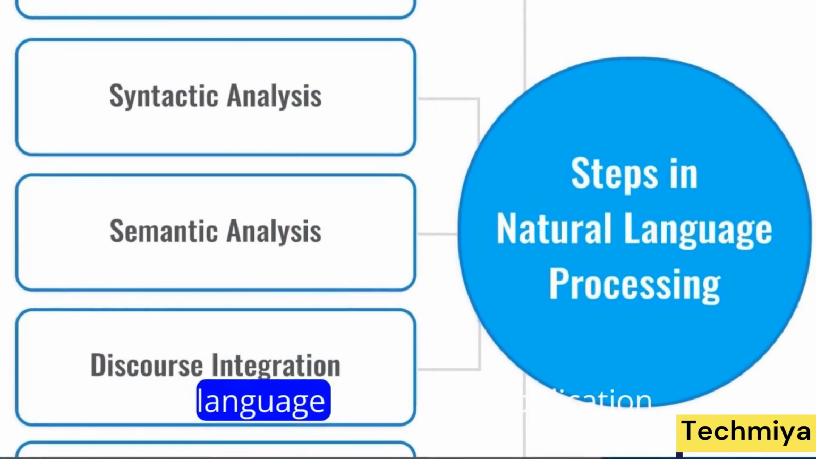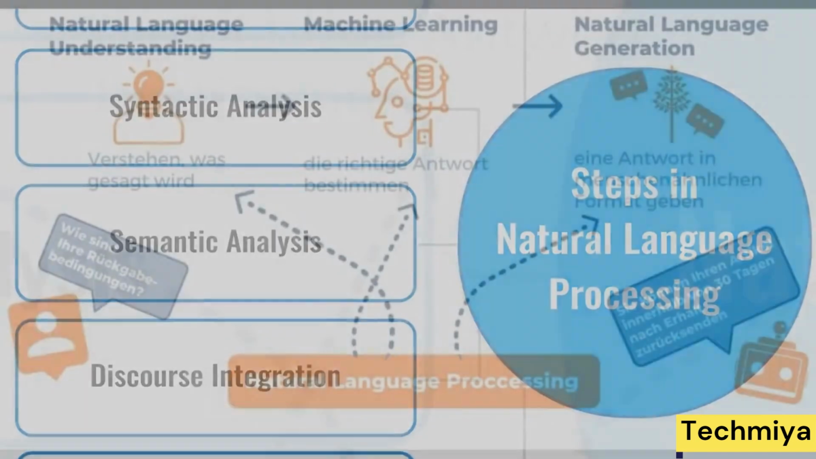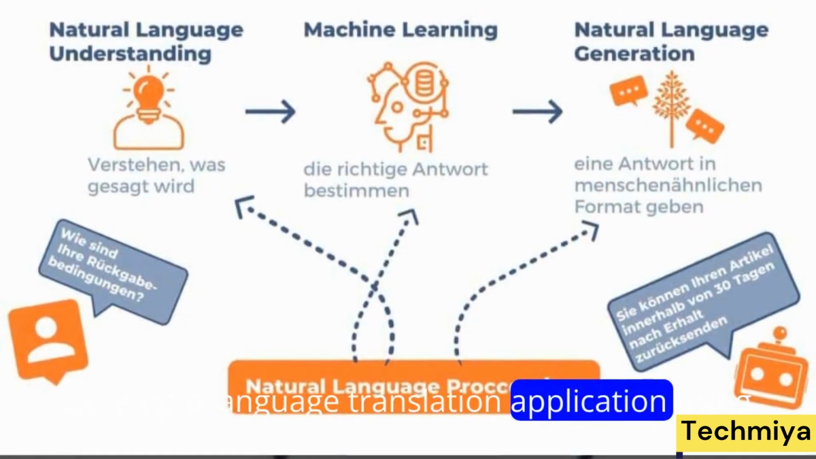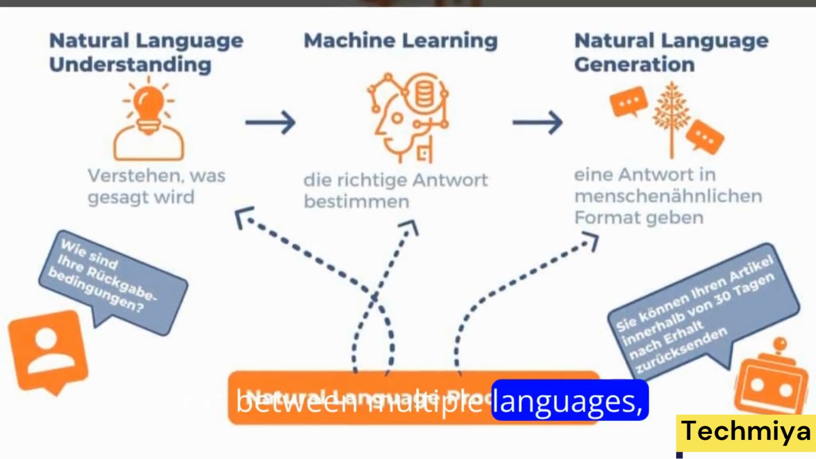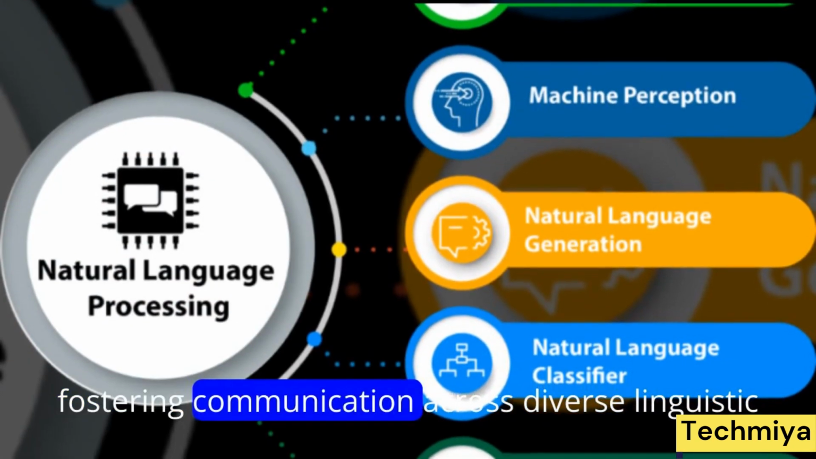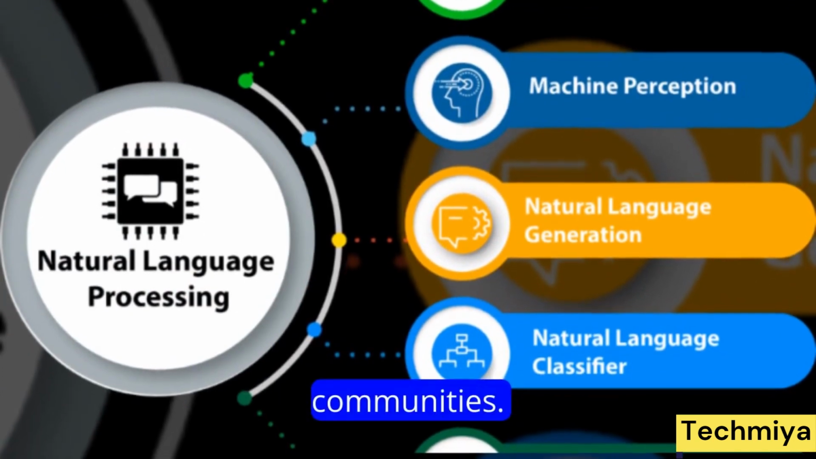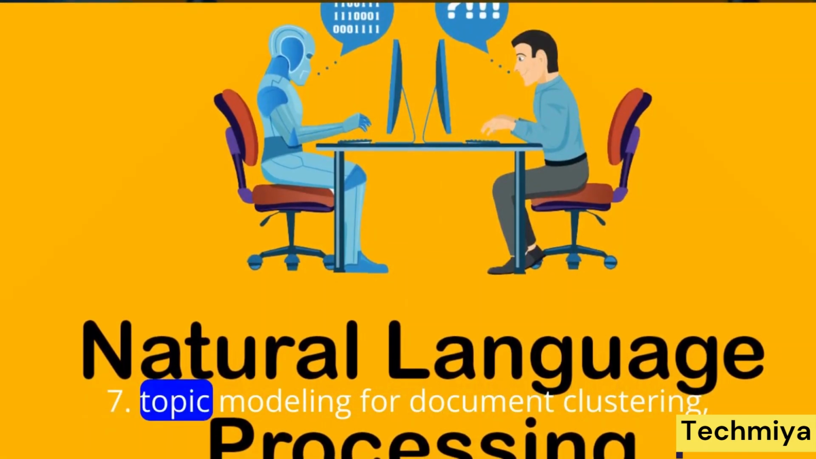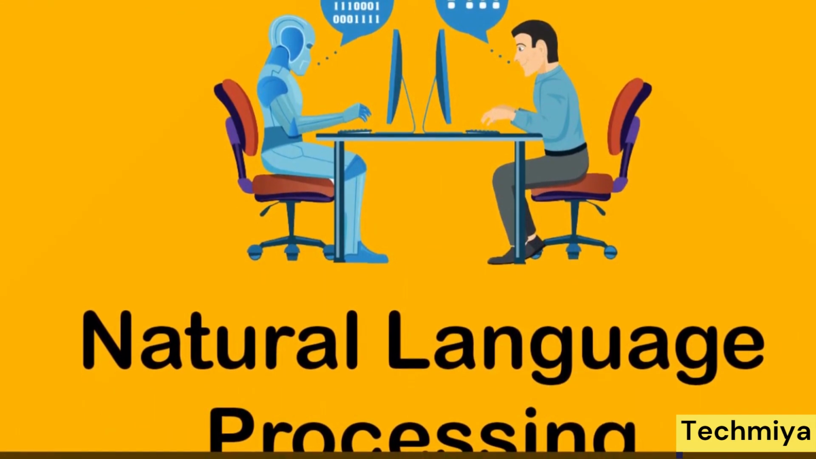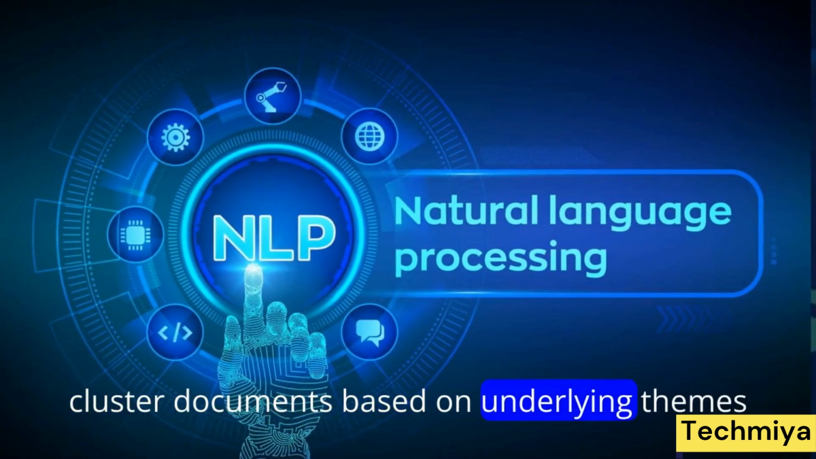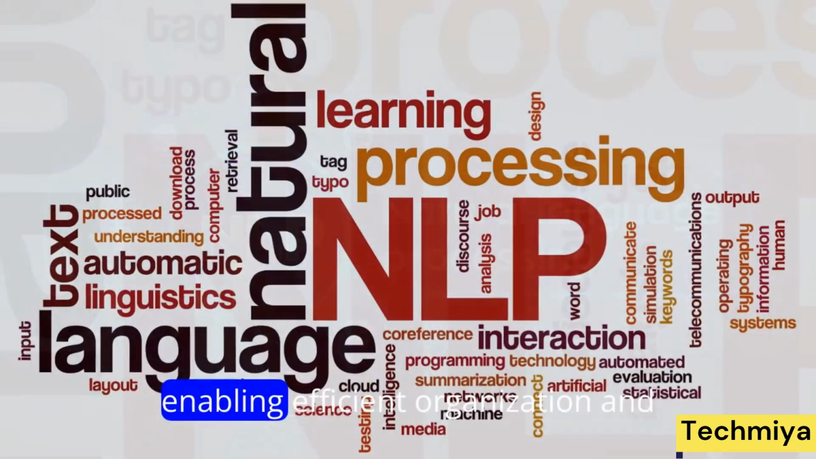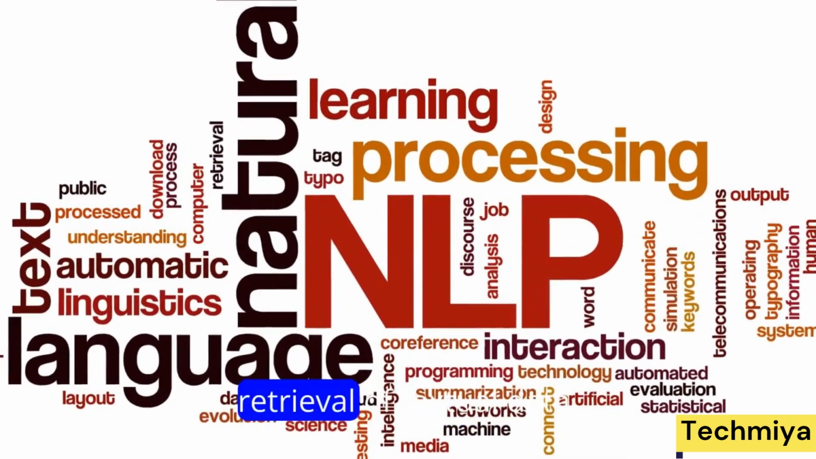6. Language translation application. Develop a language translation application using machine translation techniques to translate text between multiple languages, fostering communication across diverse linguistic communities. 7. Topic modeling for document clustering. Utilize topic modeling algorithms to cluster documents based on underlying themes or topics, enabling efficient organization and retrieval of textual data.